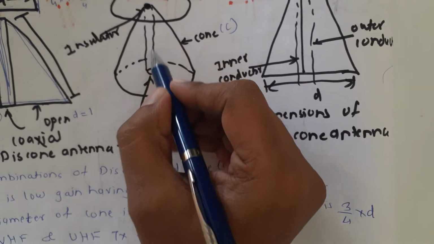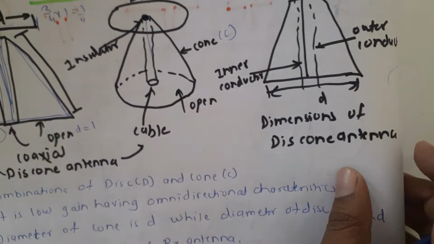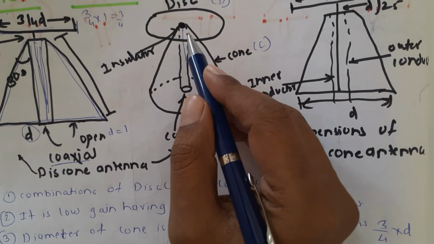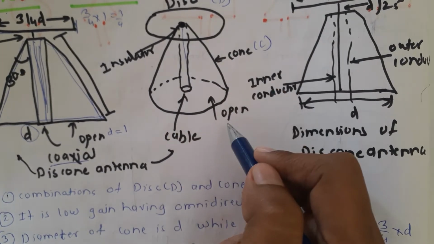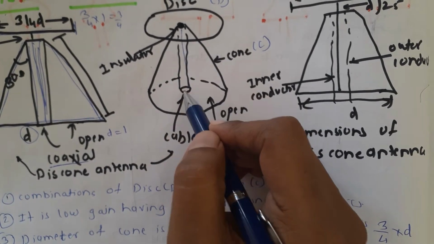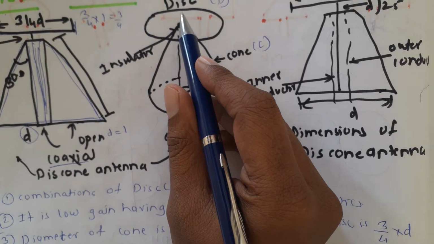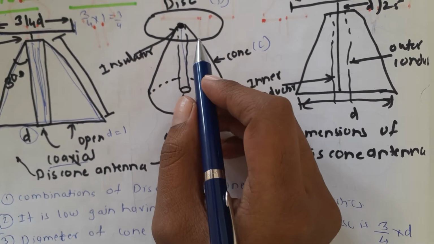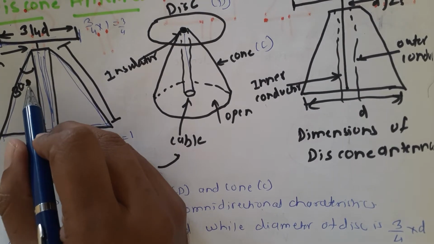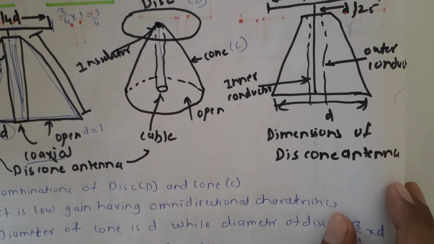Here we have a conductor where we have connected the coaxial cable. This coaxial cable will be connected to the inner rod of the cone, or the center point of the cone, and that conductor is again connected to the disc. Here the angle between the conductor and the cone should be constant, 30 degrees.